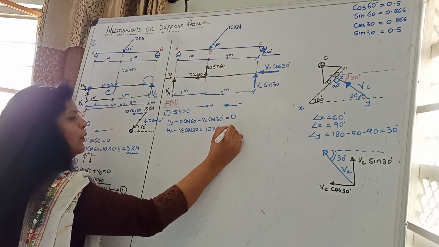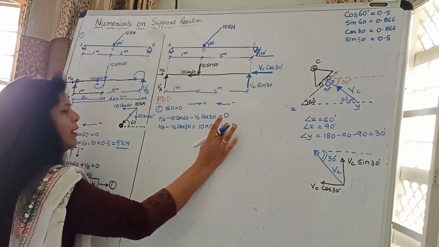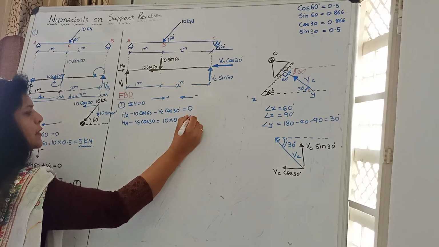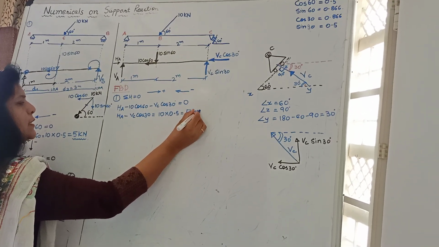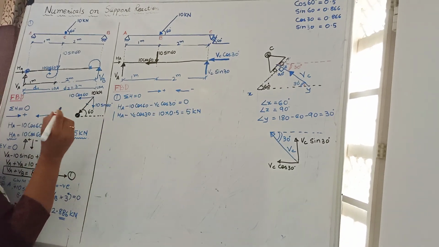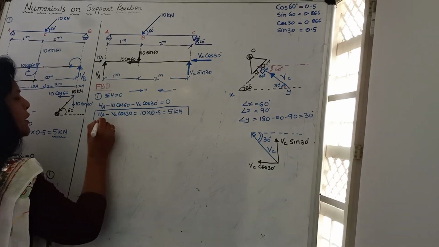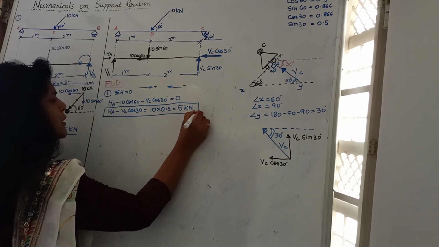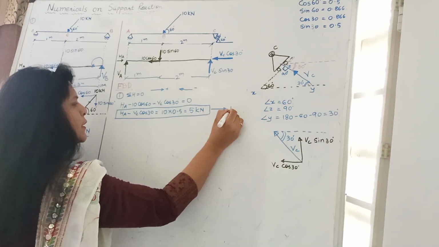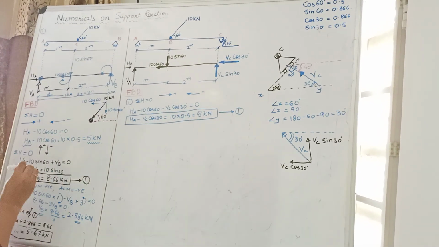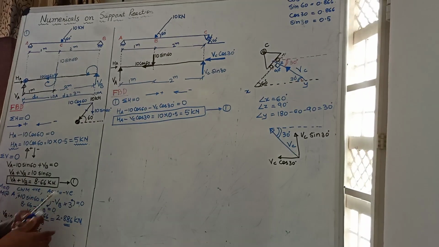Okay. So that is equal to 0.5 kilonewtons. So this is our first equation, that is HA minus VC cos 30 is equal to 5 kilonewtons. Now we apply our second condition of equilibrium.